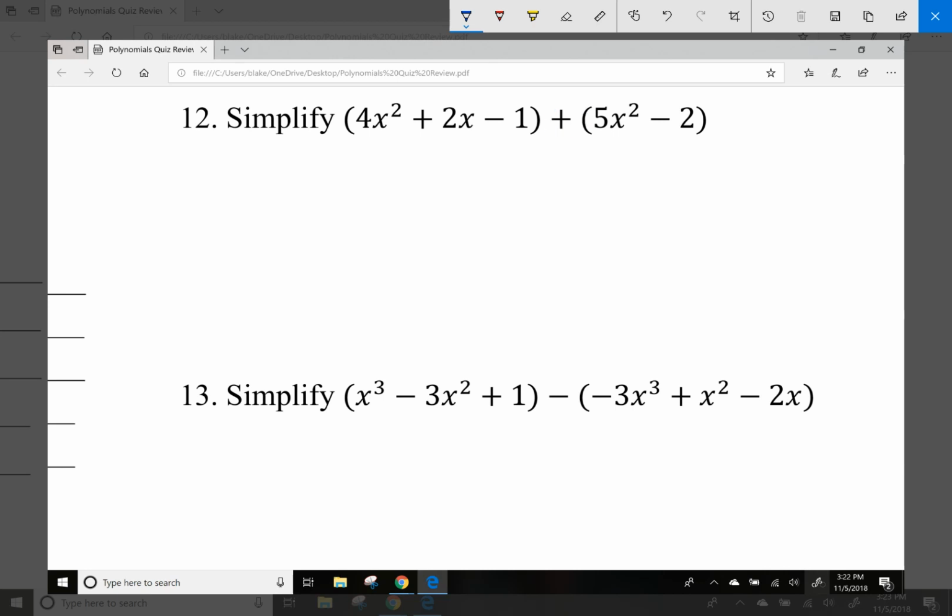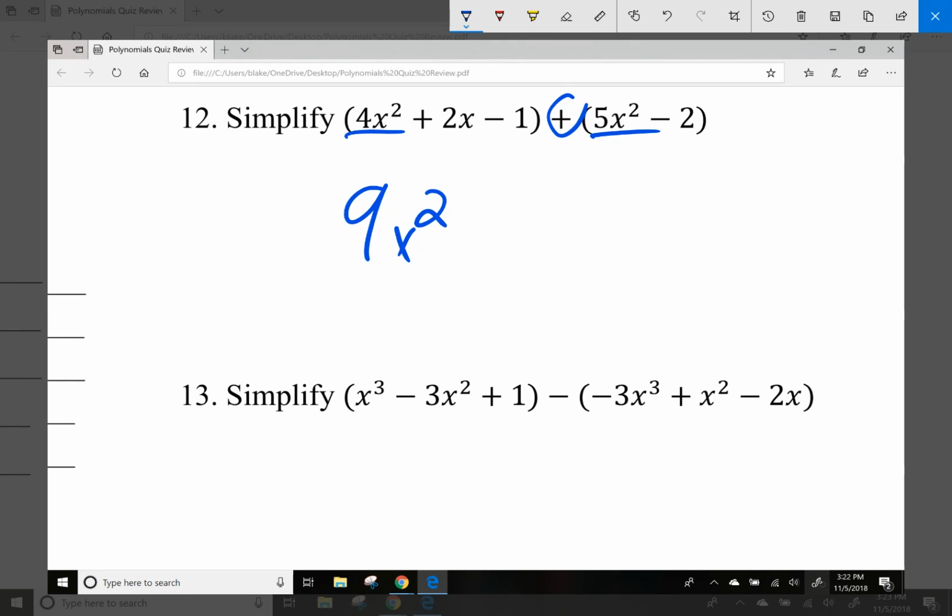So keep in mind, if you're only adding, you're just going to find like terms and stick them together. So 4x squared and 5x squared are like terms, and we're going to add them, and 4 and 5 makes 9x squared. You don't change the exponents at all. When you add terms, you just add the coefficients, leave the exponents alone. It's only when you multiply terms that you add the exponents, and we'll get to that later. But adding like terms, just add the coefficients, keep the term.